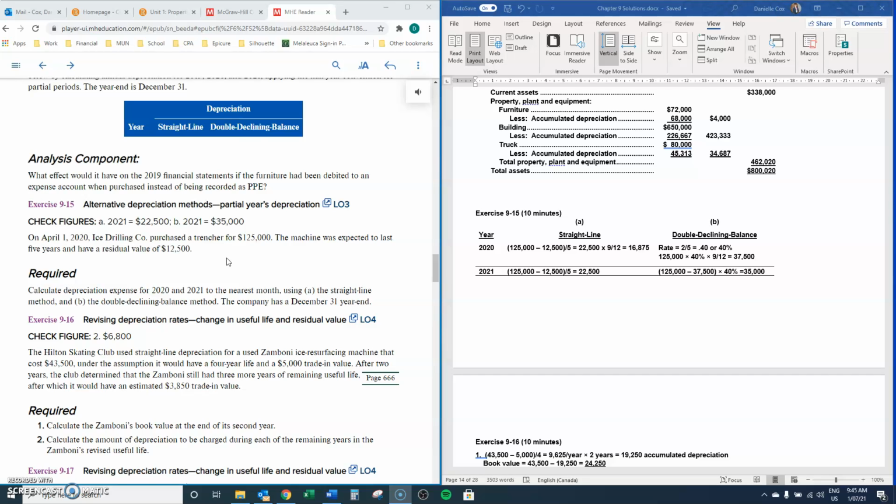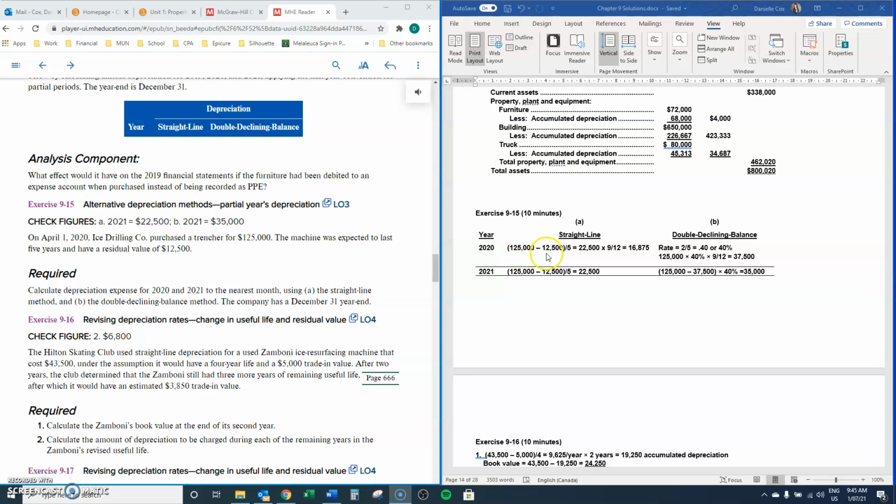We are asked to calculate depreciation expense for 2020, that's the year it was purchased, and 2021, to the nearest month. And we're going to do it using straight line and using the double declining balance. December 31st is the year end. Okay, so for straight line, we start off the same as we normally would.